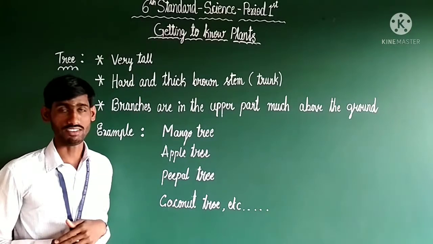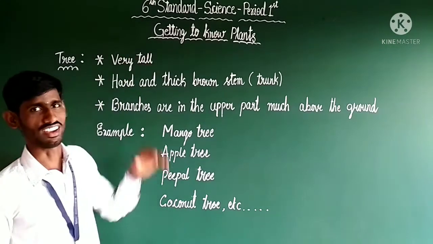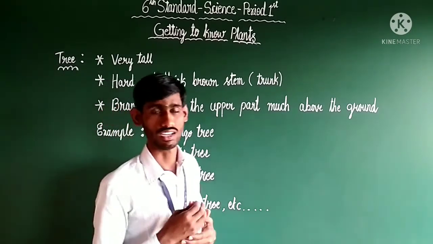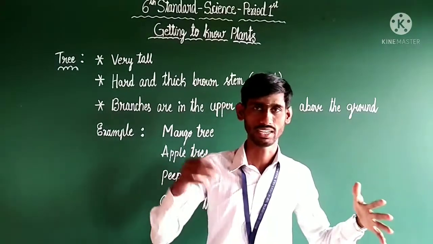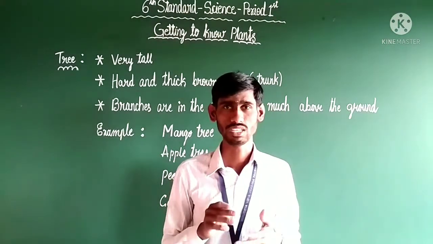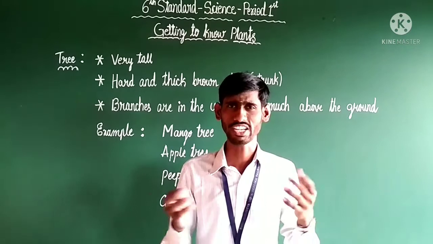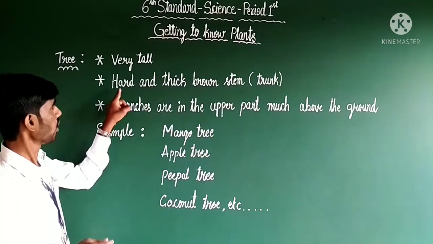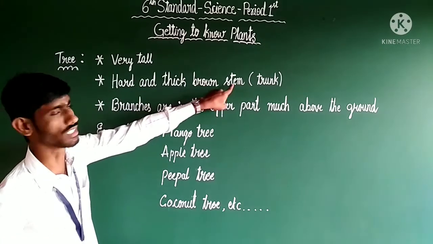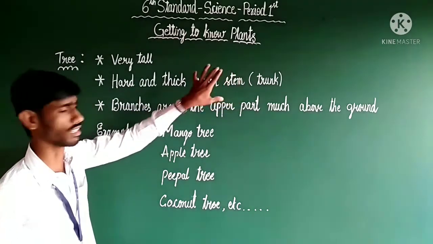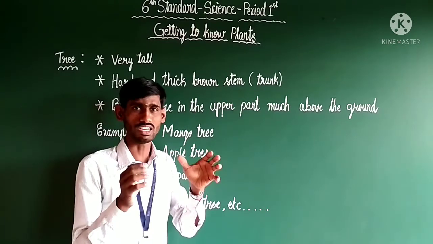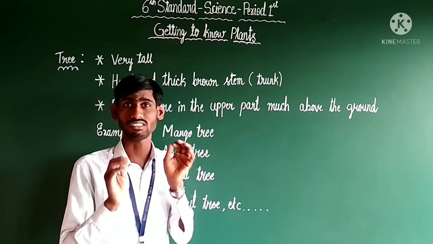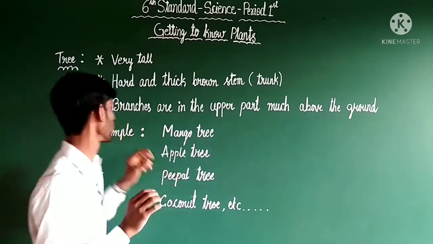First characteristic of trees: they are very tall. I think you have observed while you are traveling on the vehicle, on either side of the road, there are many trees. All trees are very tall. So this is the first characteristic. And the second one: a hard and thick brown stem. Of course, it is correct because the trunk of the tree is almost brown in color and also very thick. This is the second characteristic.